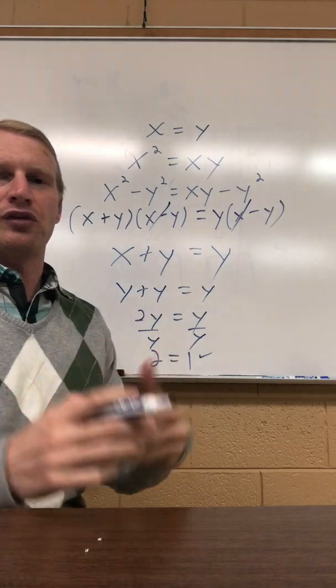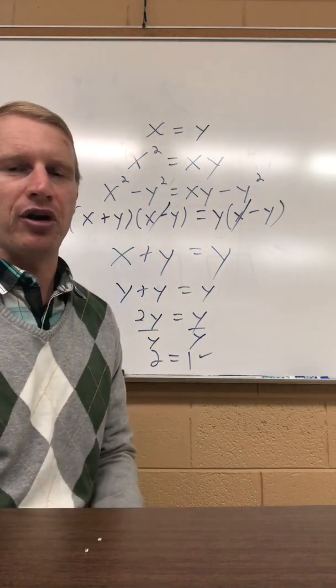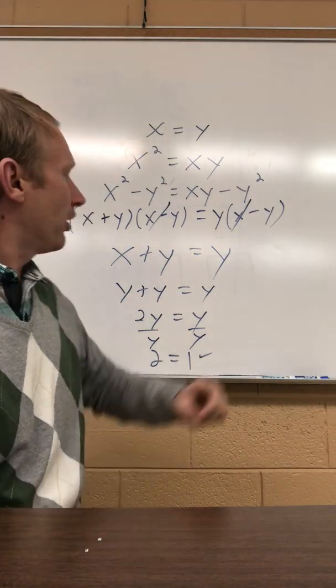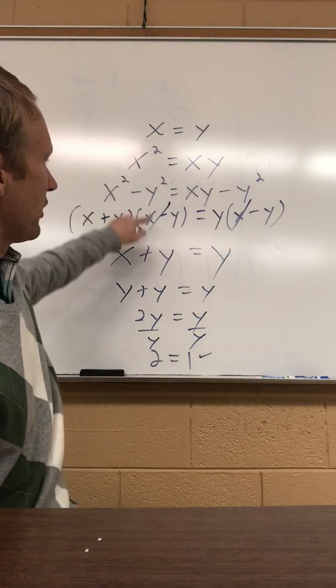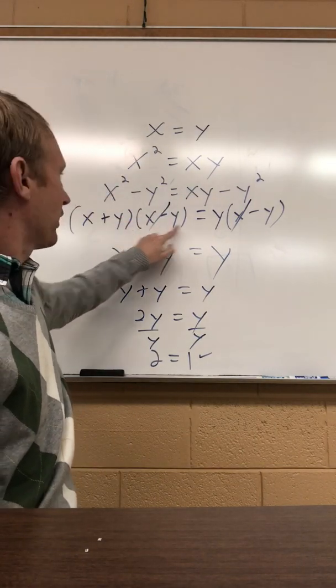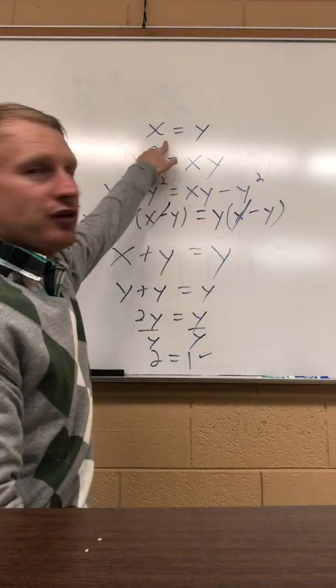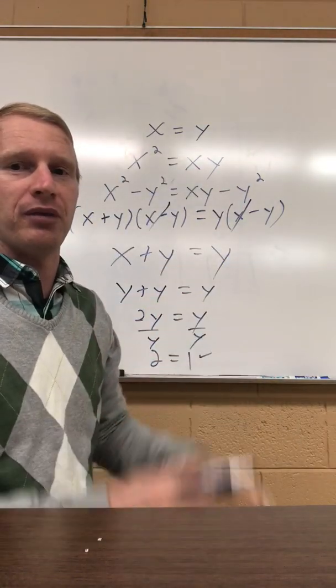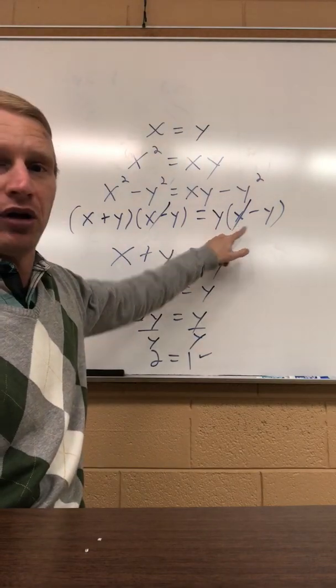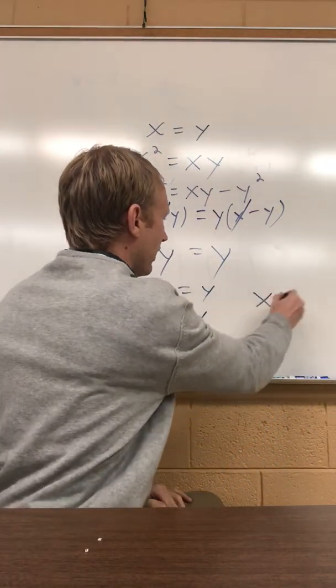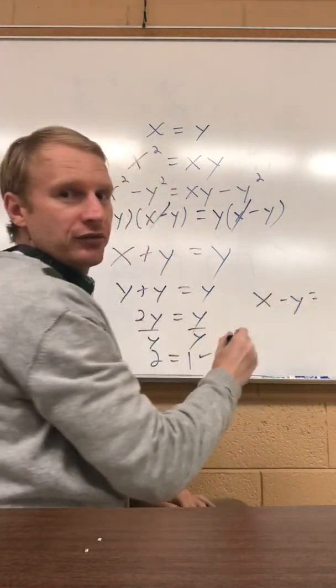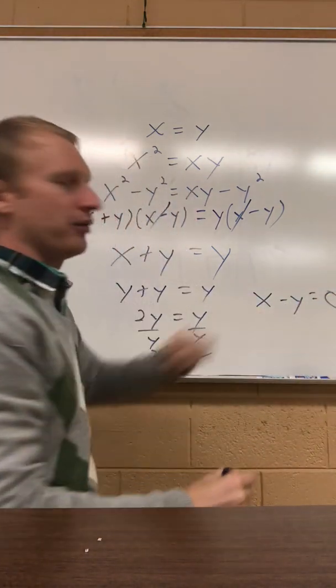So the question is, what's wrong with this proof? Which step is wrong? The step that is wrong is right here, when you cancel out the x minus y's. Why is that wrong? Let's look at this. When we set x equal to y, that means x and y are the same. So what does x minus y equal? x minus y has to equal 0, because x and y are the same.